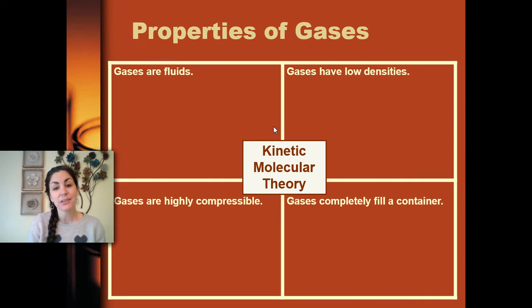And that's your kinetic molecular theory. So again, 1, atoms move really fast. 2, atoms are really far apart from each other. And these are 4 really great examples of how we see that every day.